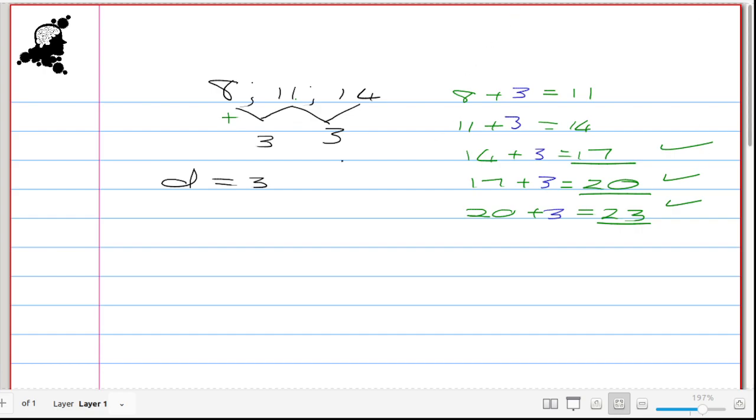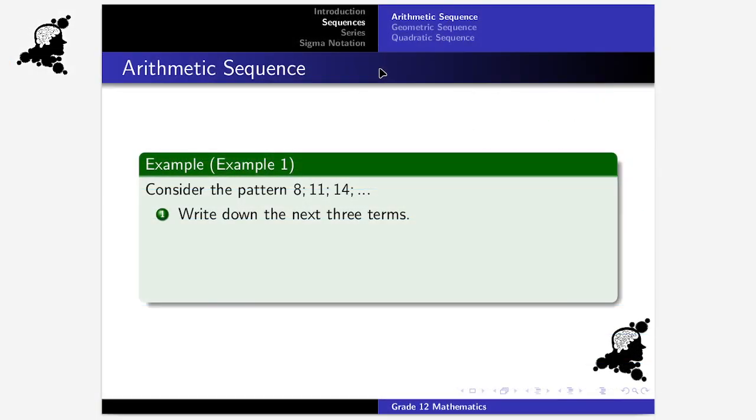Whenever you're asked to find the next few terms, however many terms they want, you always need to find the common difference first and then keep on adding the common difference. Let's have a look at the next question.